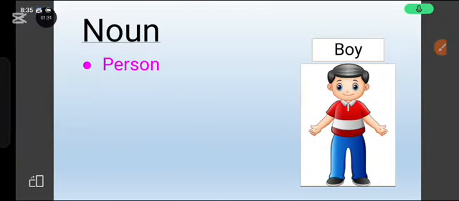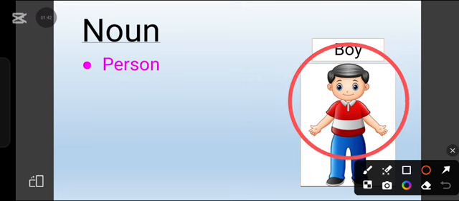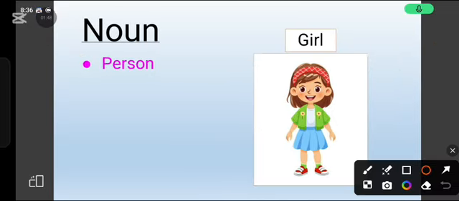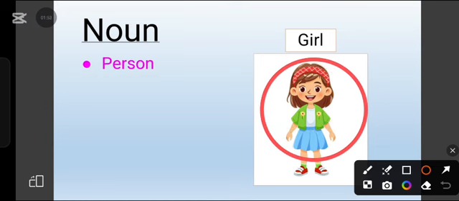Now we will learn noun in detail. Okay, can you see the picture over here? As noun could be name of a person, so here boy is a person. The next picture is of a girl. Okay, here you can see a girl. Girl is also a person.